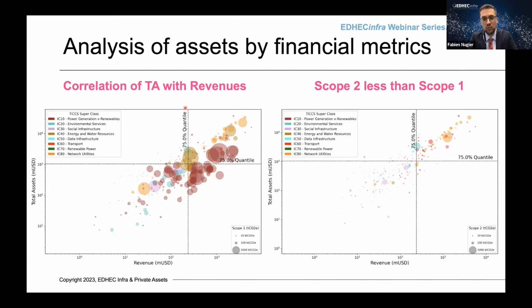So while we can still look in more detail into the different assets, so you can see from the colors that they are different segments, but that's basically the main point on those graphs.